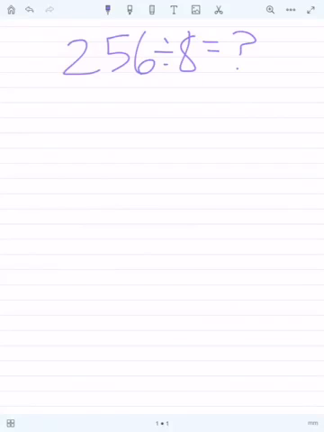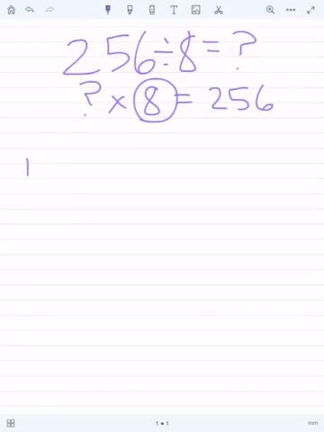Okay, let's divide one more time, shall we? But remember that division is just multiplication backwards. So this is the same thing as something times 8. That gives us 256. And that helps us when we form an array because we already know one dimension of the array. We already know one side is 8.